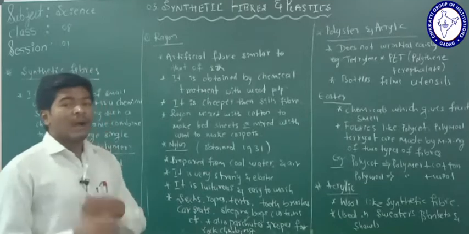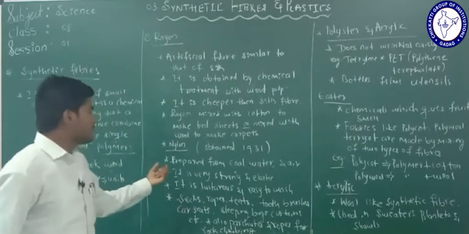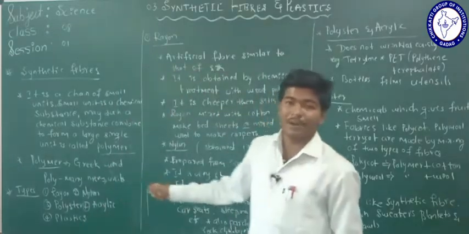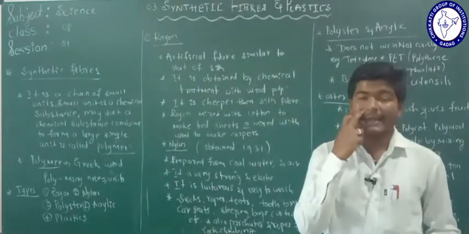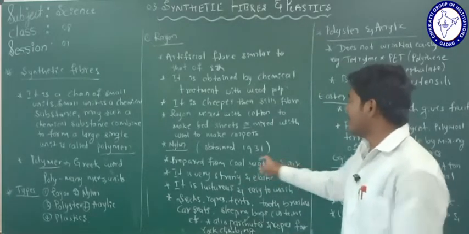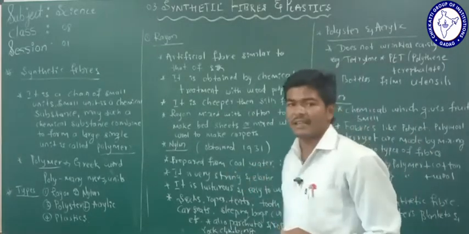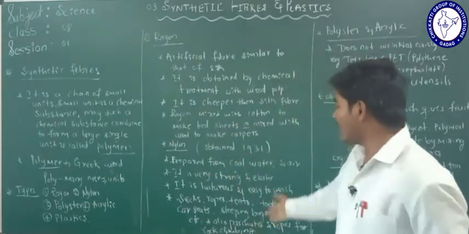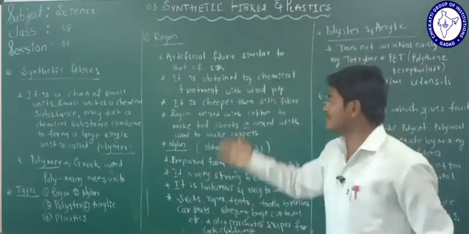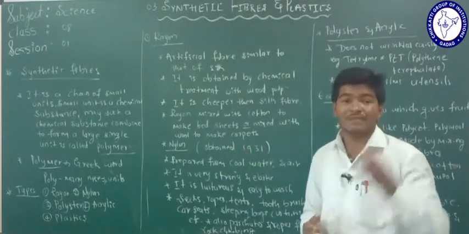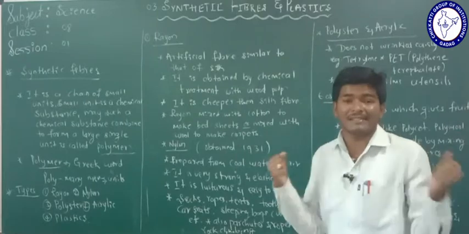But how is it made? Nylon is prepared from coal, water and air. We make nylon with the help of coal, water and air. It is very strong and elastic. That's why we use it in the preparation of ropes. Why? Because it has a very elastic property.